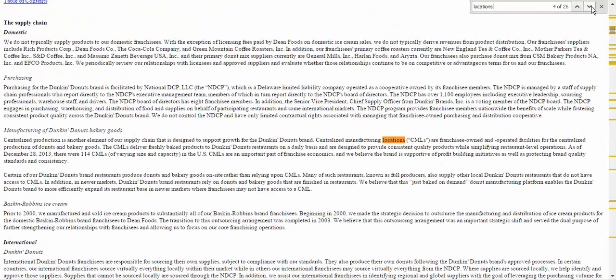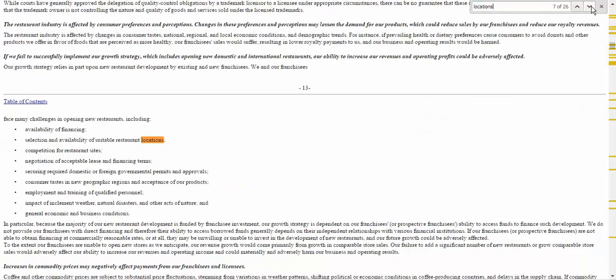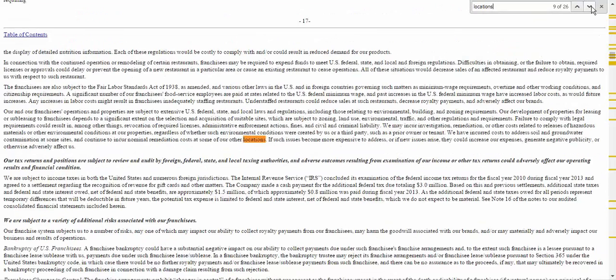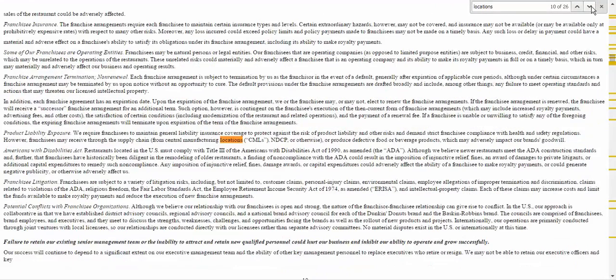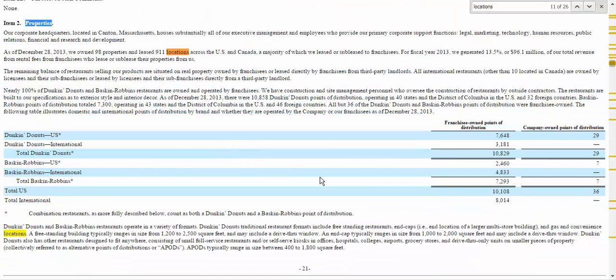Let's keep on searching every time locations shows up, and at some point we're going to have something discussing the number of locations, like here. Remember that Item 1A in many cases was risk factors, so you were working with that before. Item 1B is unresolved staff comments. Item 2 in this case is properties. That's what we're looking for, okay? And here is a breakout of how many properties Dunkin' Donuts has.